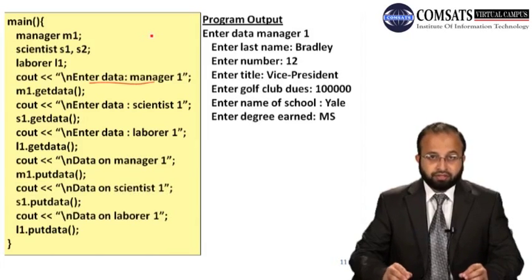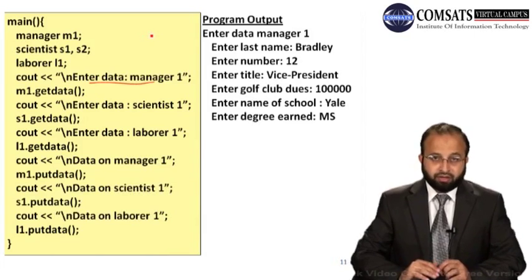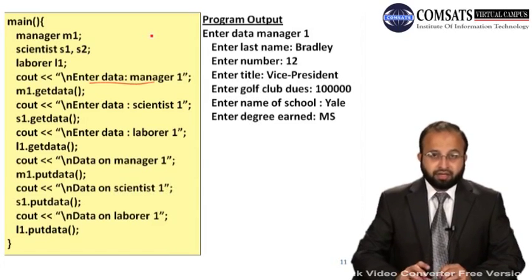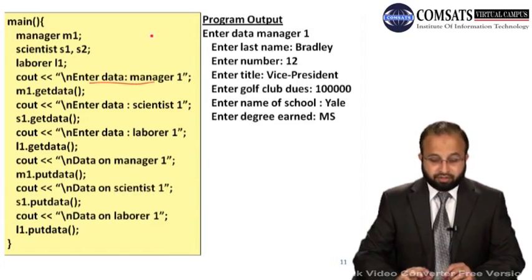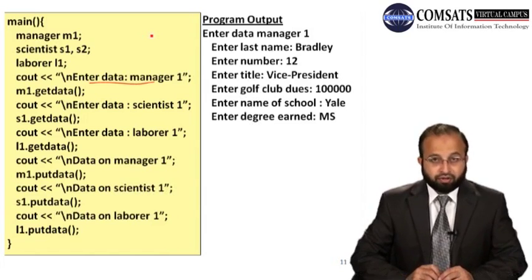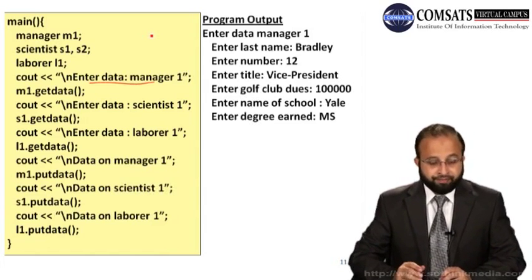When you input these two things, control will be transferred back to the call position. The next statement will be enter title and enter golf club dues, जो कि मैनेजर क्लास के दो प्राइवेट डाटा मेंबर थे, उसमें इनपुट ले लिया. And then it will call basically student scope resolution operator get edu. ठीक है, गेट edu का फंक्शन कॉल करेगा, और जब get edu का फंक्शन कॉल होगा तब you have to enter the name of the school and enter the degree earned.